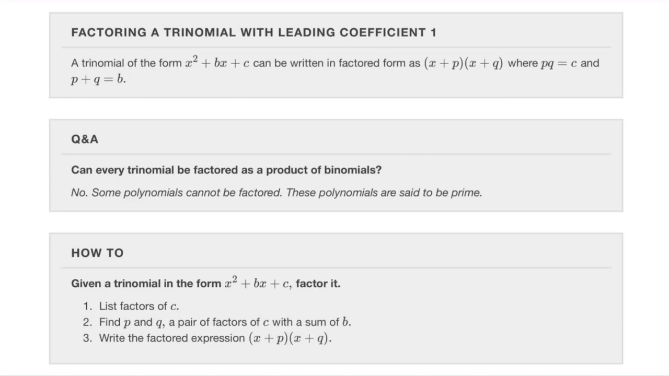So given a trinomial of the form x squared plus bx plus c, again, where the leading coefficient is a 1, list the factors of c, find a p and q, a pair of factors of c with the sum of b, and then write it in the factor form. Okay. So we're asked to factor this. So let's see this in action. So originally we're given x squared plus 2x minus 15, right?